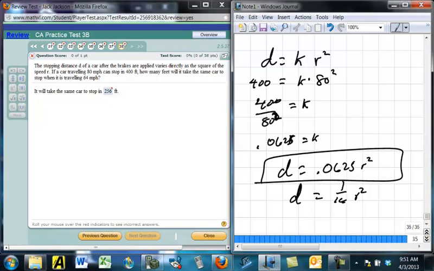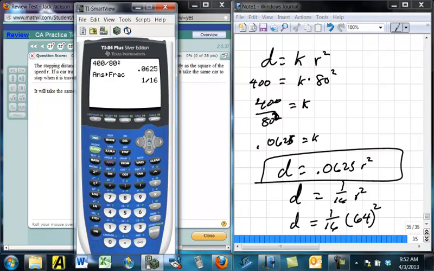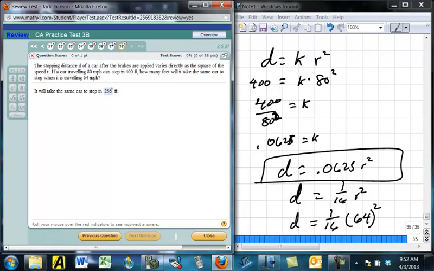So if it's traveling 64 miles an hour here, this allows us to find the distance. So we take that number that we just had, the 1/16, times 64 squared, and that's 256. Distance is measured in feet, and the r is measured in miles per hour. They have to be consistent measurements from our original, and they are, so it's 256.